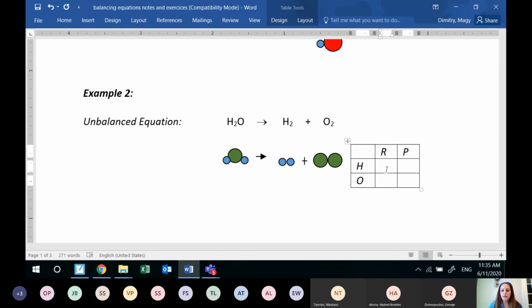Yes, Stefania, you said 2 hydrogens, yes. And how many oxygens on the left so far? Just 1. Now on the product side, how many hydrogens? Stefania? No. 0 does not exist.